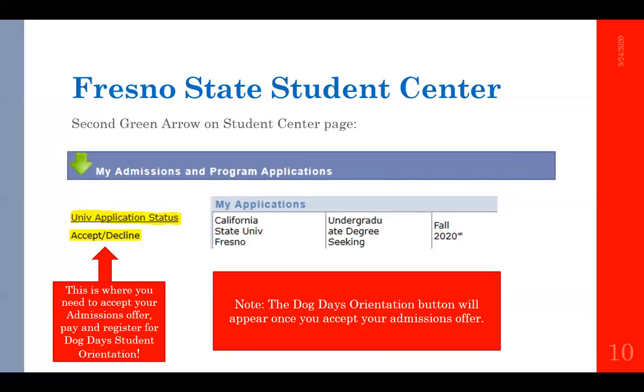The next green arrow is a popular one at this time of the admissions process. It is the second green arrow that states My Admissions and Program Applications. This is where you will find your admission status and where you will need to accept your admissions offer, pay and register for Dog Days orientation. Note, the Dog Days orientation button will appear once you accept your admissions offer.